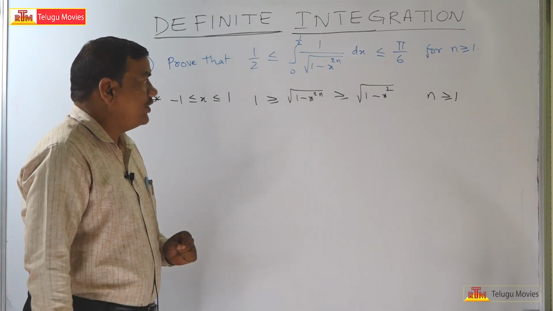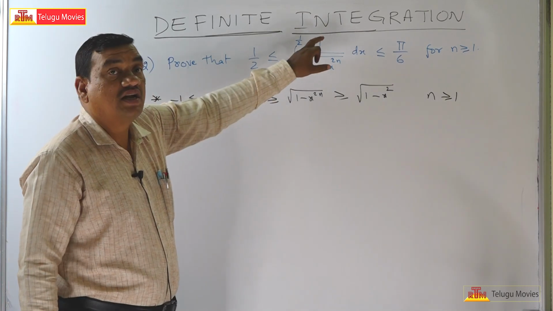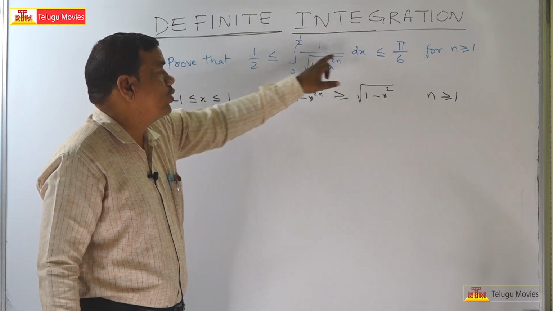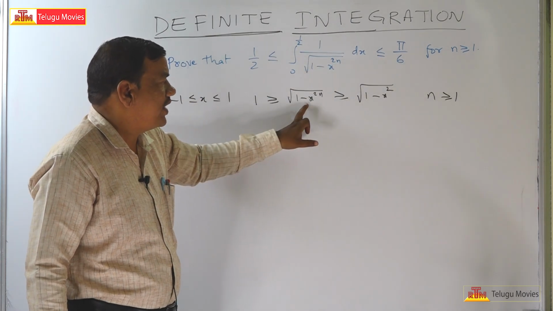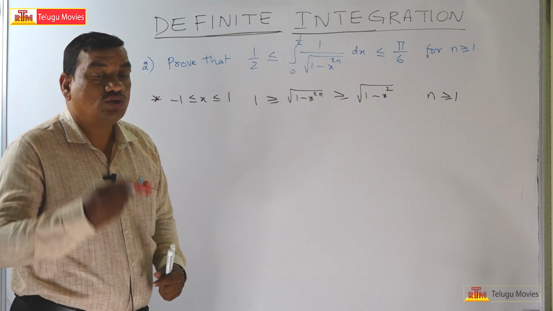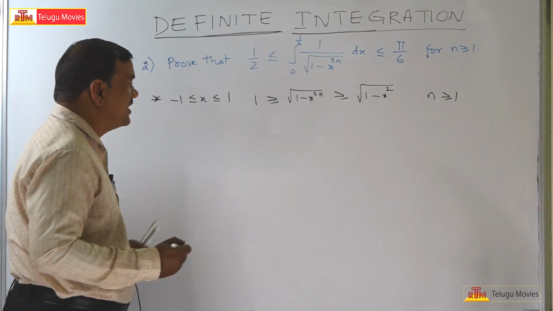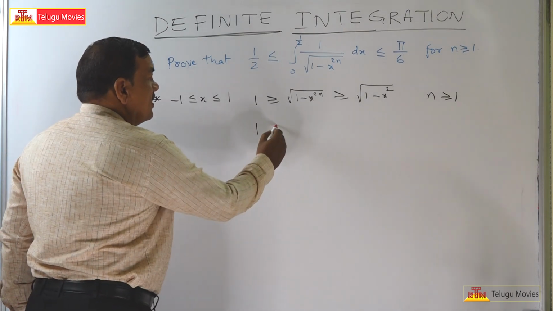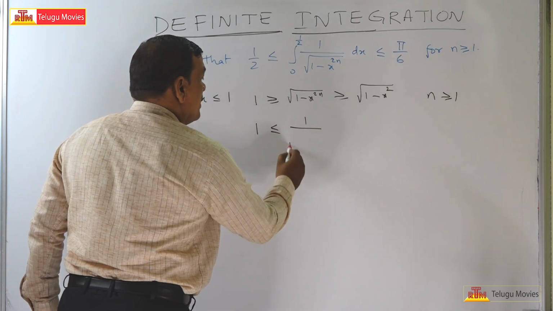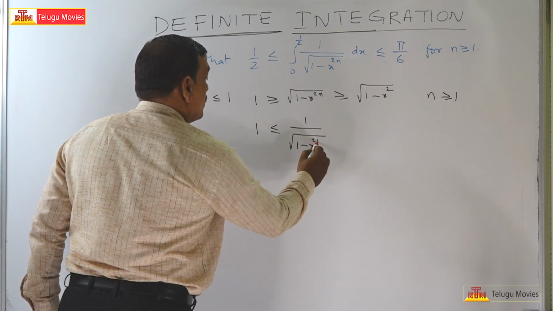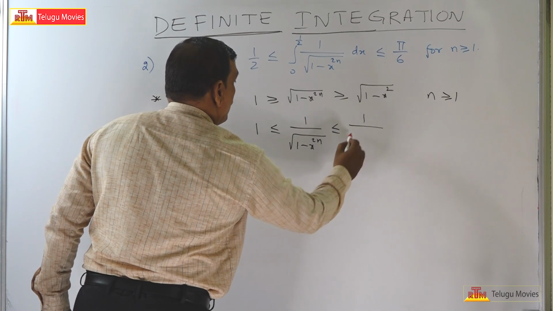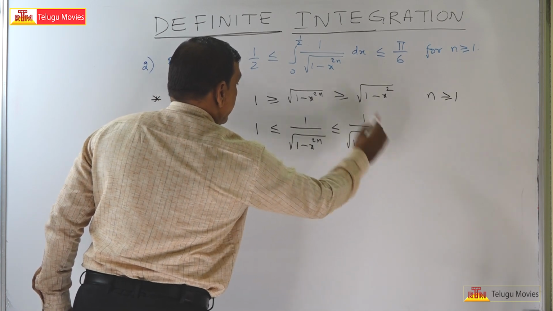Now this is the result we have. What I am going to do is, we want the reciprocal, that is 1 by root of 1 minus x to the power of 2n. Reciprocal of this we want. To find the reciprocals, let us take reciprocals: 1 less than or equal to 1 by root of 1 minus x power 2n less than or equal to 1 by root of 1 minus x square.